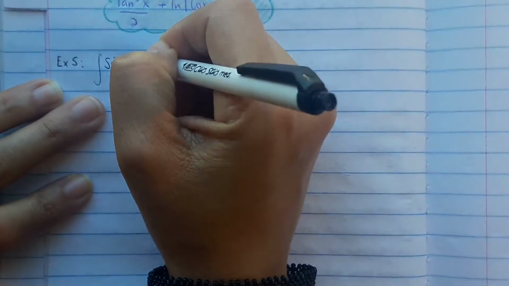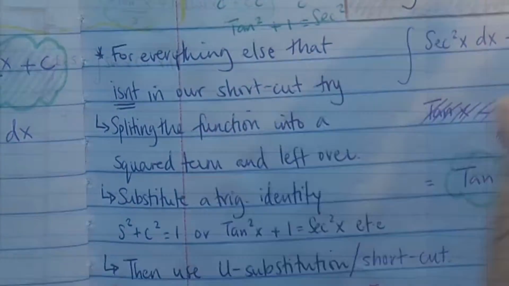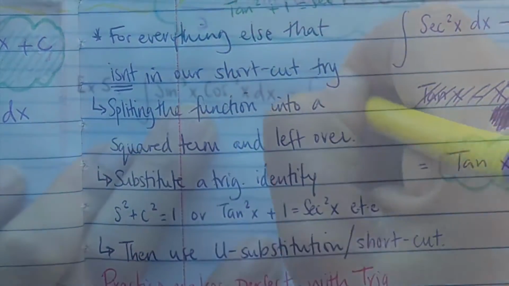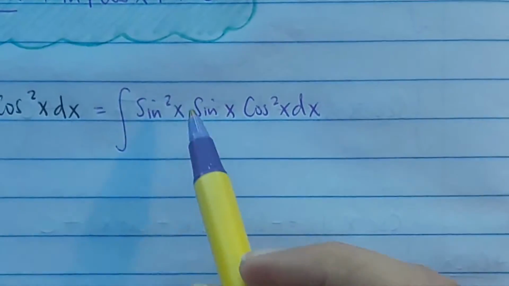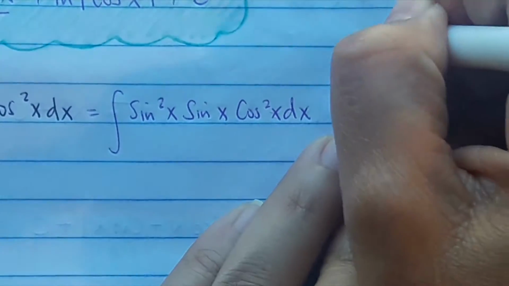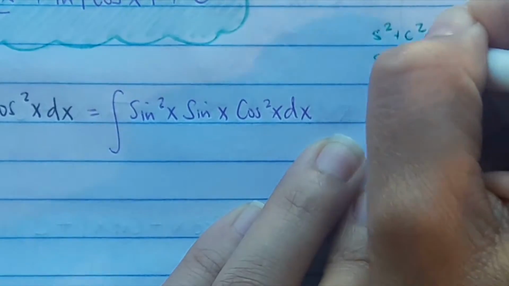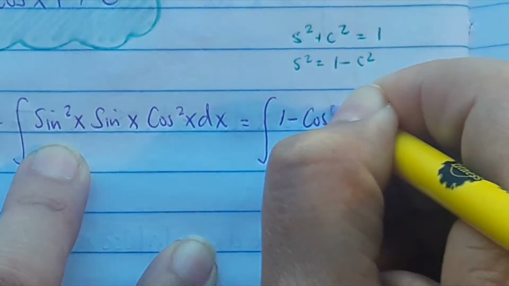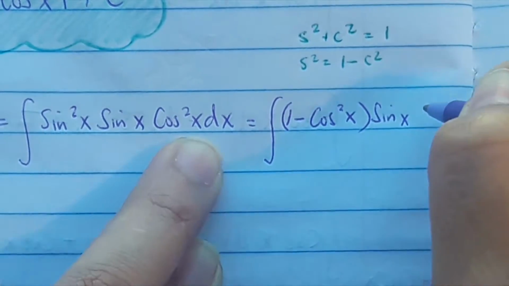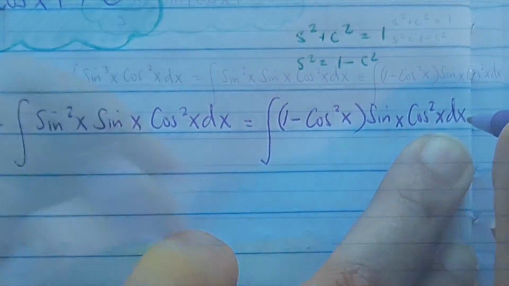Alright, let's take a look at another example. Let's say you had sine cubed x cosine squared x dx. Go ahead and separate them into a squared term, so sine squared x times sine x times cosine squared x. Let's substitute in a trig identity. We know sine squared plus cosine squared equals 1, so sine squared is 1 minus cosine squared. We're going to replace that and then rewrite everything else just like it is.